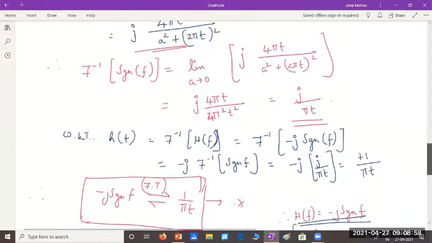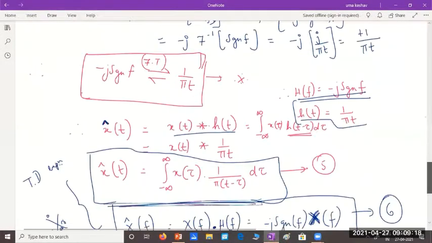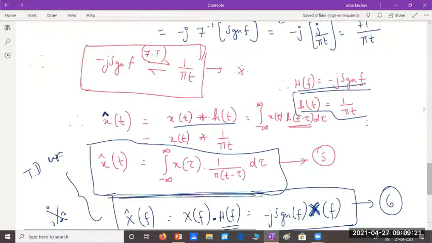j by pi t. And finally we get the inverse Fourier transform of h of f. We know h of f was defined as minus j signum of f. Therefore, minus j into j by pi t becomes 1 by pi t. This is how we got the expression in time domain for a Hilbert transform to be x of t convolved with 1 by pi t, which becomes integral of x of tau into 1 by pi times t minus tau d tau. So please remember these two expressions.